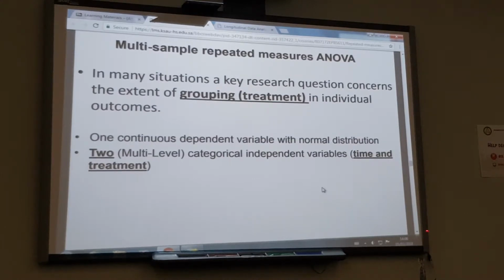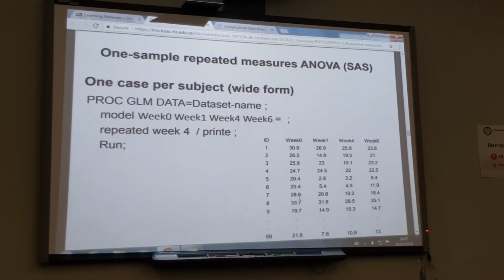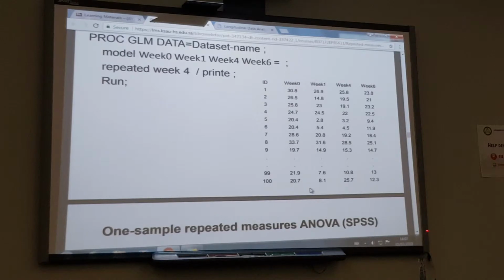Good. Now, multi-sample. Before, we didn't have a treatment effect, right? Now I'm introducing the treatment effect. We still have the same time points. So why did I do it before, the four times, without treatment? Just to show you a one-sample scenario. If you don't have a treatment, then you have to use this one. You don't have a treatment here, and this is just to check the assumption.